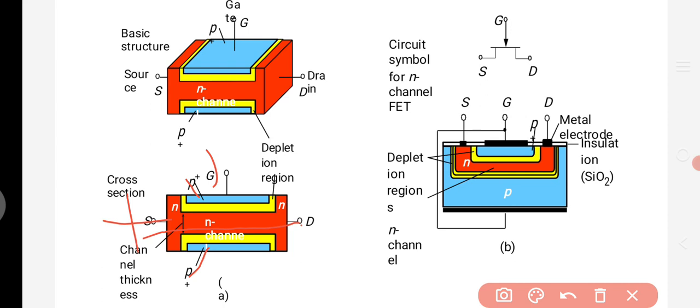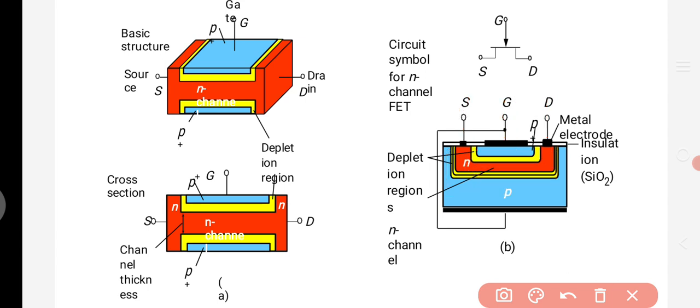So next, in this case, for N channel, we can go for the P-type substrate. Again, we can create the N channel in between source to the drain. Next we can provide the silicon dioxide layer for insulation. Next above that we can create the ohmic contacts. From these ohmic contacts we can maintain the three terminals. Those are equal to source, gate and drain.